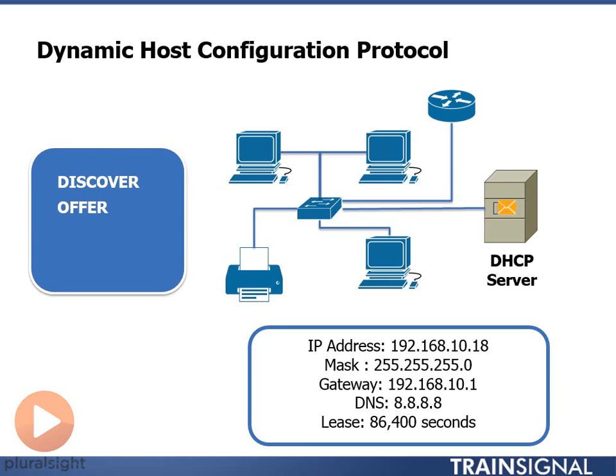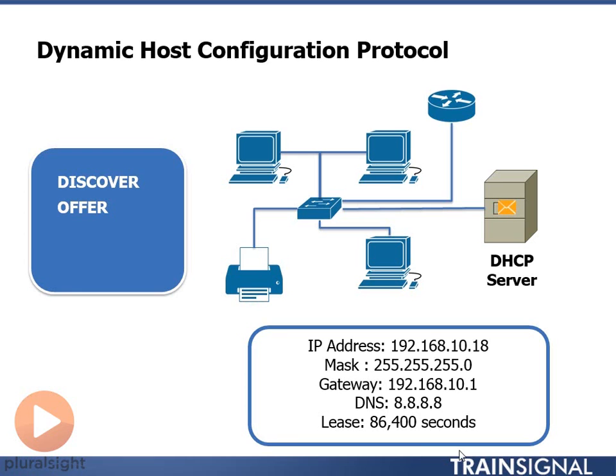And here it's giving it an offer of 192.168.10.18 with a mask of 255.255.255.0. The gateway address 192.168.10.1, that's going to be the IP address assigned to the router up here. That's our default gateway. DNS of 8.8.8.8, that's Google's public DNS server. And then it's going to offer a lease time.